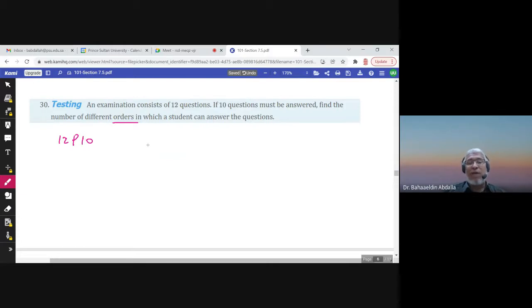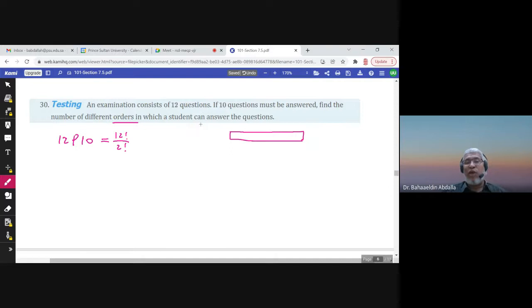Or you can say this is of course 12 factorial over 2 factorial, or 12 times and so on up to 3. You can also solve it using the counting principle. You can think of it that I need to answer 10 questions only.